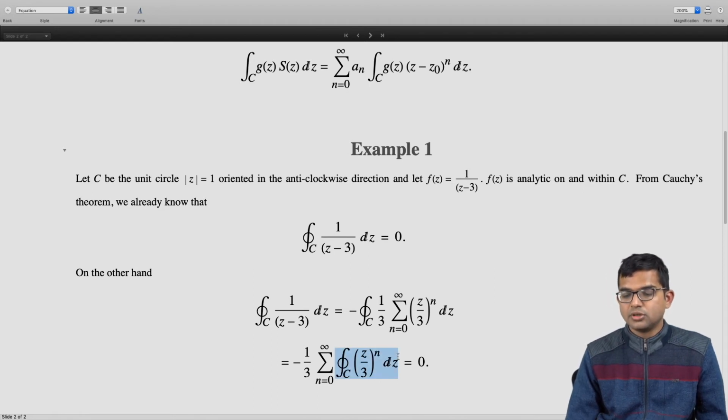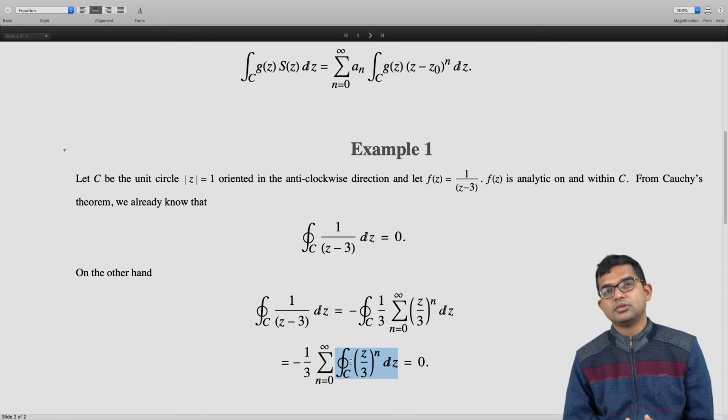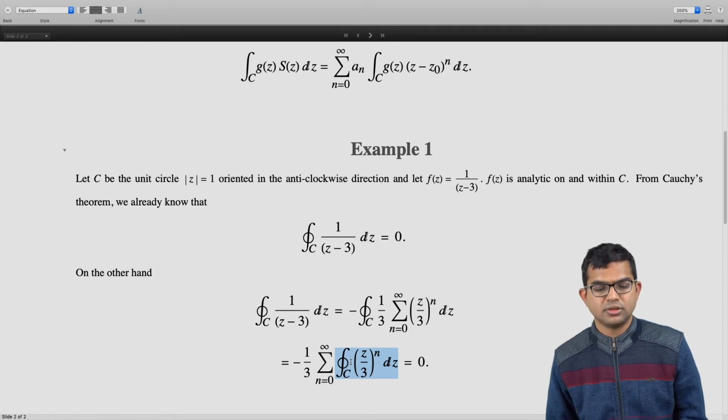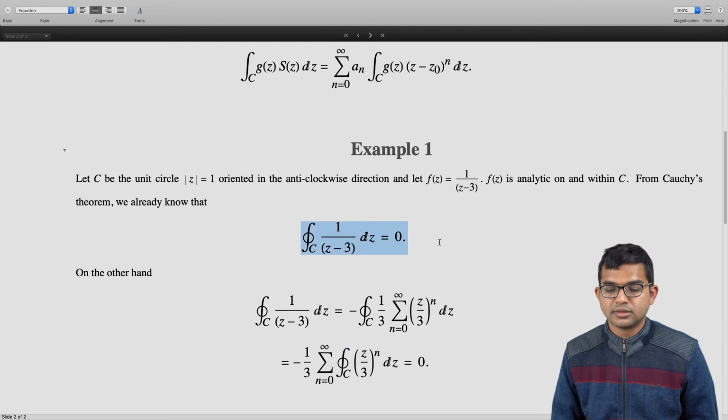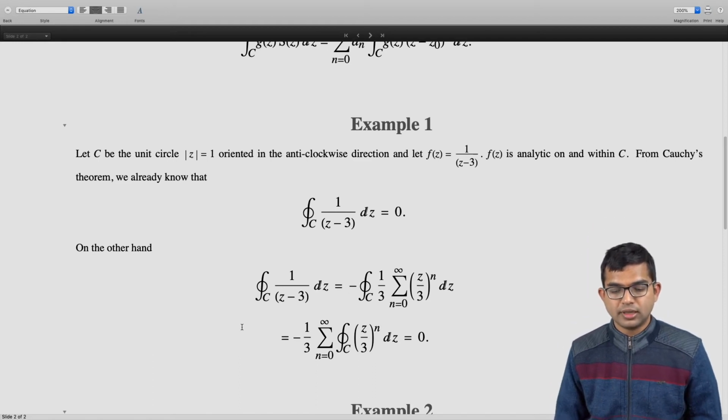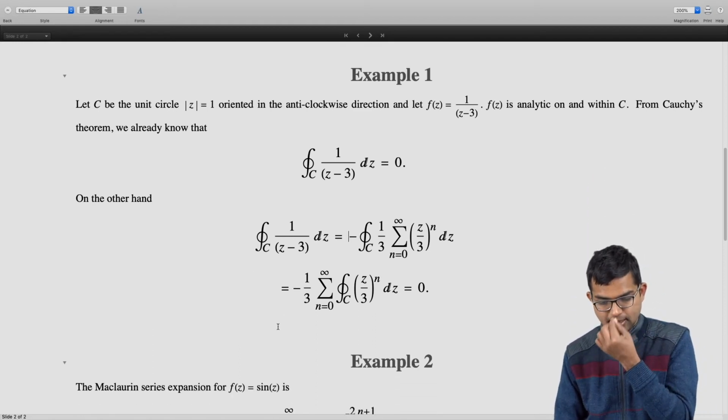And then we use Cauchy's theorem, which is evidently each of these terms has to be 0, right? Because it's a closed contour, and these are very simple functions, z to the n, they are all analytic within this region, and for sure it is 0. So in some sense this is a trivial example because we could have directly argued that this contour integral must be 0, but this is just to illustrate how term by term contour integration is allowed. So let's look at another example.